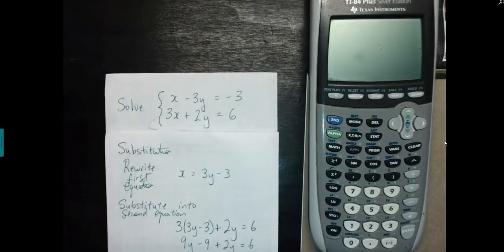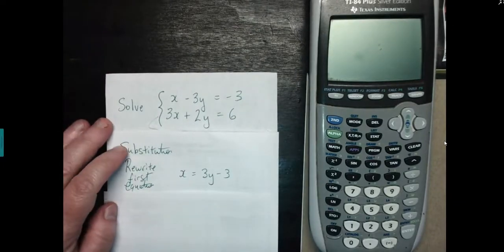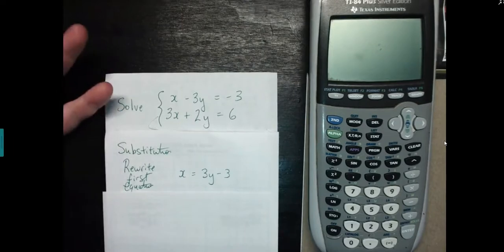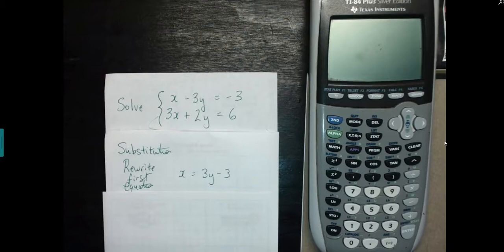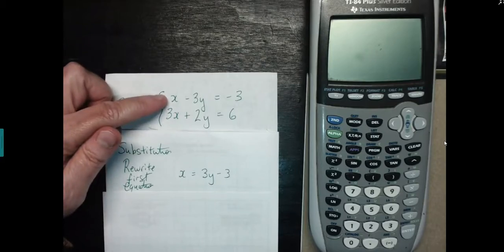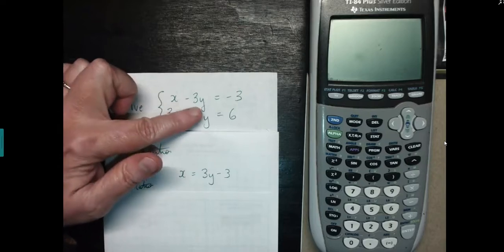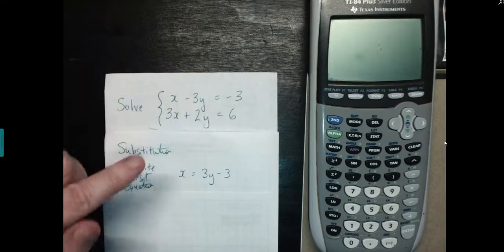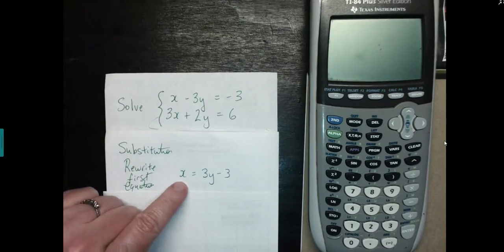If I'm going to start with the substitution method, then you want to pick one of the equations, if you can, where it's easy to get one of the variables by itself. And so that first equation, it's really easy to isolate x. All I have to do is add 3y to both sides. So I've rewritten the first equation.